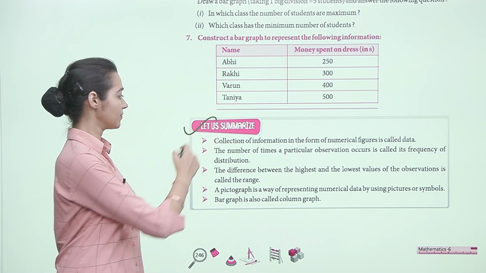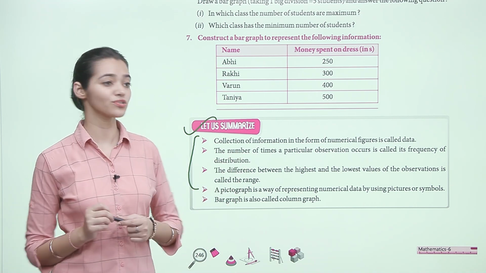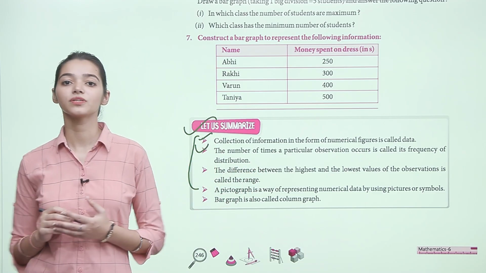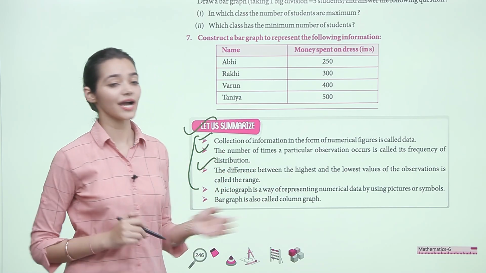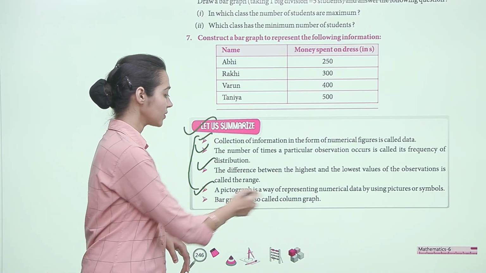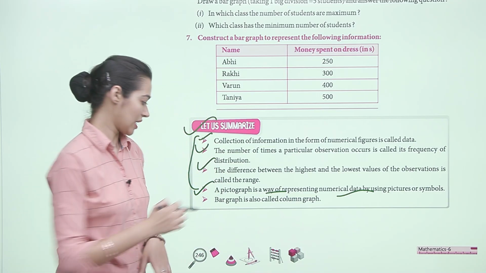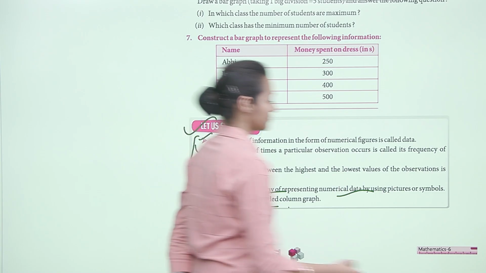Now let us summarize. A collection of information in the form of numerical figures is called data. The number of times a particular observation occurs is called its frequency. The difference between the highest and the lowest value of the observations is called the range, and a pictograph is a way of representing numerical data by using pictures or symbols. Last, a bar graph is also called a column graph.